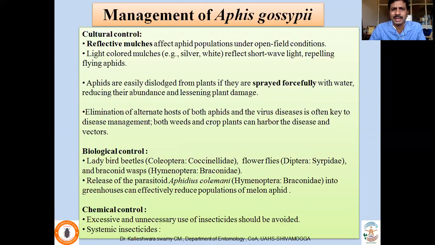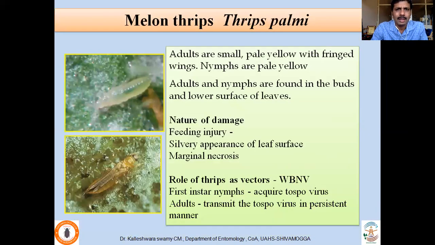Now, if you have used the insecticides to a lesser extent, only when it is needed, you can go for insecticidal application. So of course, a number of systemic insecticides have been recommended. So thrips palmi, especially, and other species of thrips also; Plankton ella is also found, in fact.